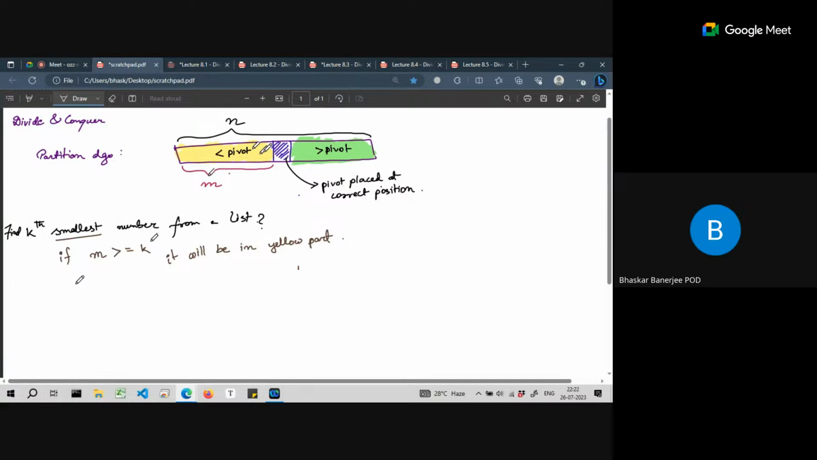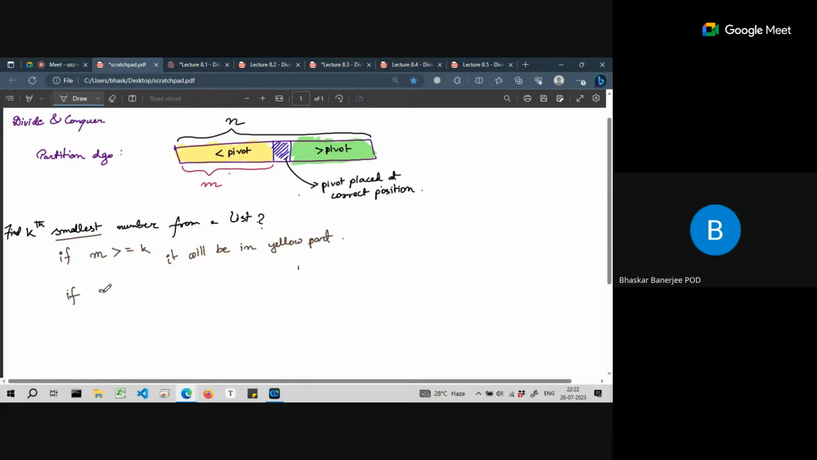So if I want the third smallest element, and I have, let's say, 8 small elements of the array in the yellow part, then obviously I can guarantee that out of those 8 small elements, the third smallest element would be present there. So that's why it will be in the yellow part. That's what I can guarantee. Okay.